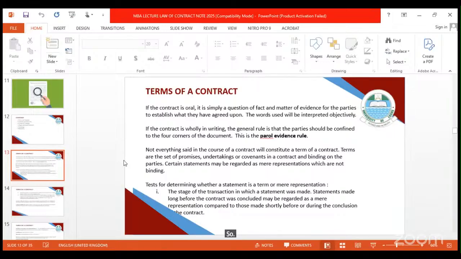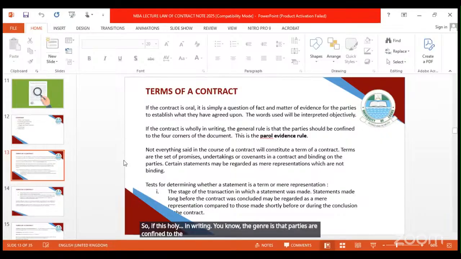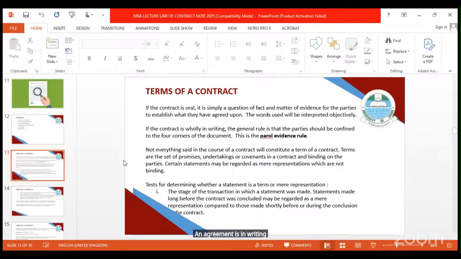So if it's wholly in writing, the general rule is that parties are confined to the four corners. That is it. Once an agreement is in writing, a contract is in writing, then you cannot use oral evidence, oral statement, to contradict or add to that written agreement, except such oral statement is for the purpose of clarification, right?